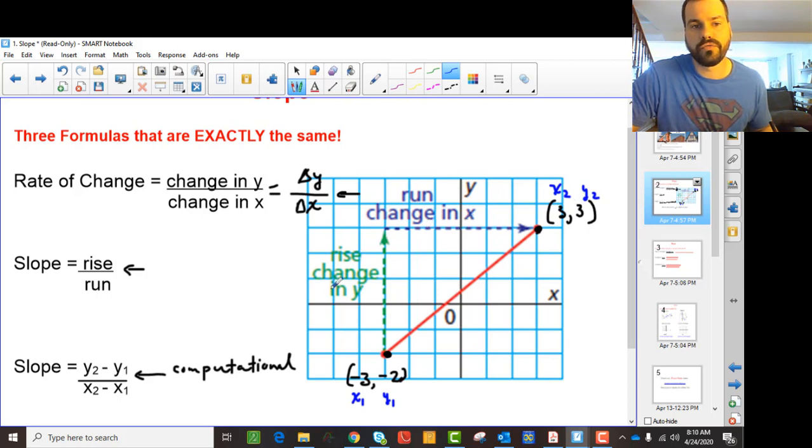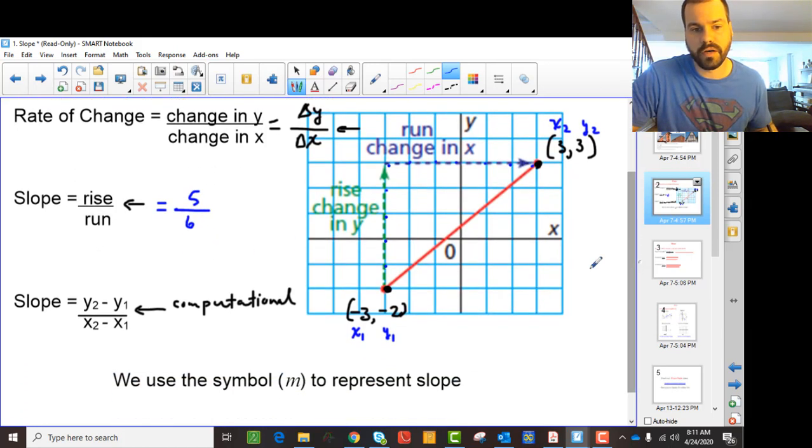So you can find this by looking at the rise over the run, and if we just count it, I'm just going to show you this. The rise is 1, 2, 3, 4, 5, over the run, which is 1, 2, 3, 4, 5, 6. So the slope is 5 over 6 that way.